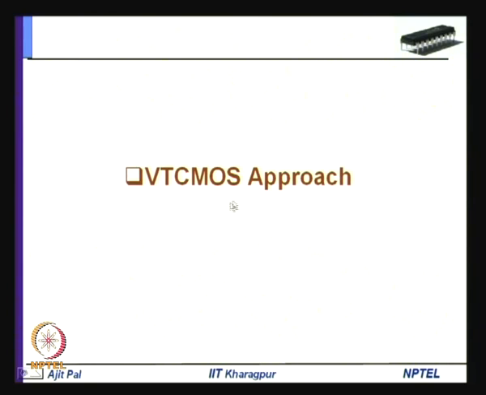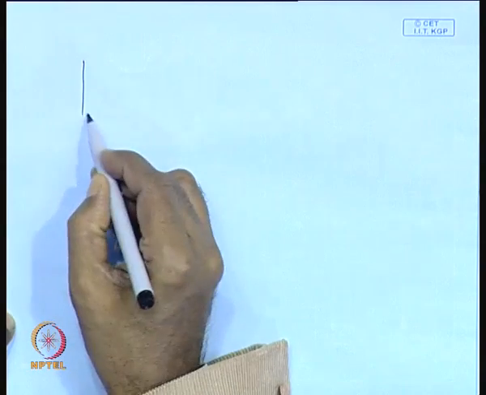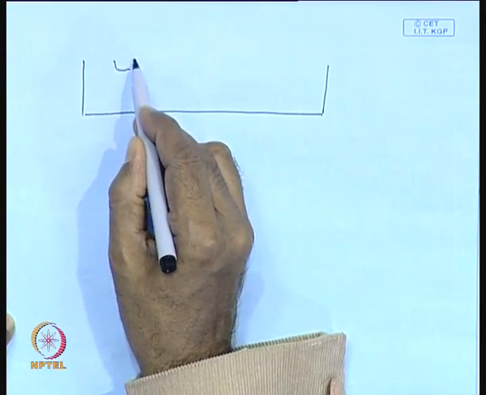So, in VT CMOS, what is done? Variable threshold voltage CMOS. We have already discussed the VT CMOS approach, where, as I told, you will be separating out those pins, that means the substrate pins. So, say you have got a substrate, you have fabricated an NMOS transistor.